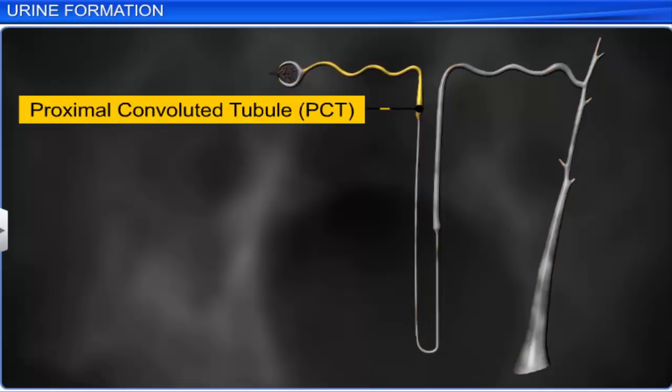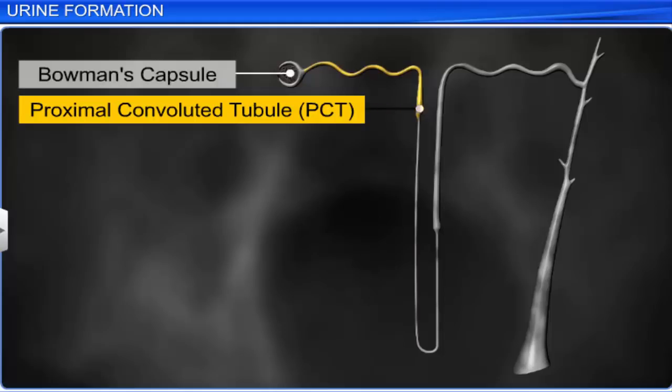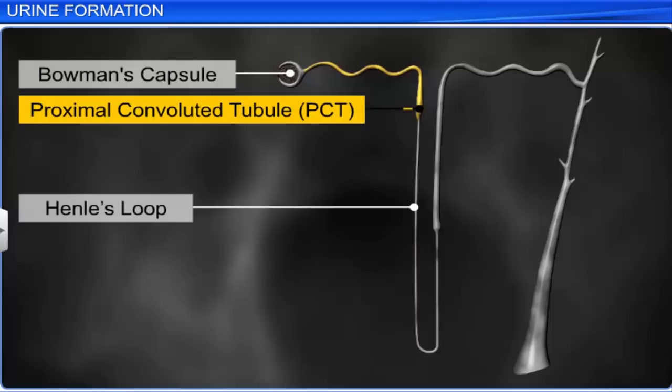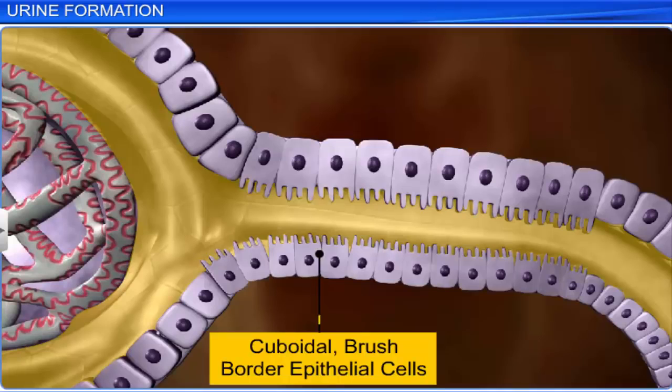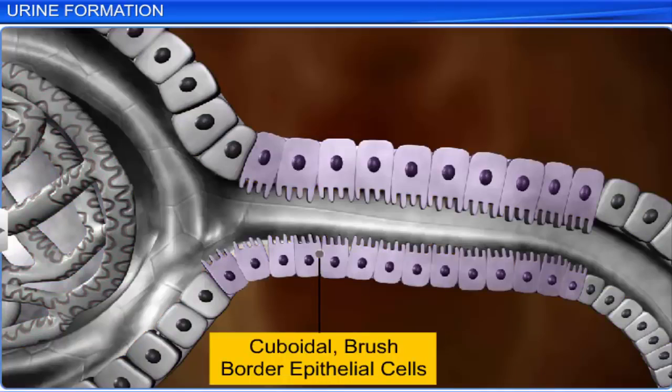The proximal convoluted tubule is the section of the nephron situated between Bowman's capsule and Henle's loop. The glomerular filtrate from Bowman's capsule enters this tubule, which is lined by cuboidal brush border epithelial cells that help to increase the surface area for reabsorption.